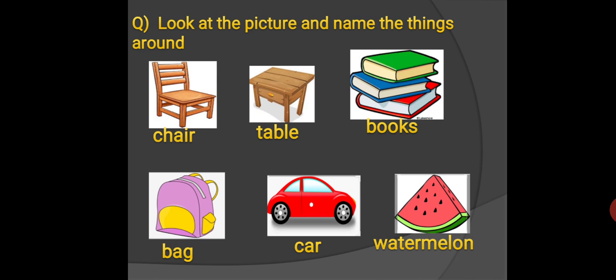The second category is the name of a place. Let me give you an example for this. The name of a place identifies the place with the name.